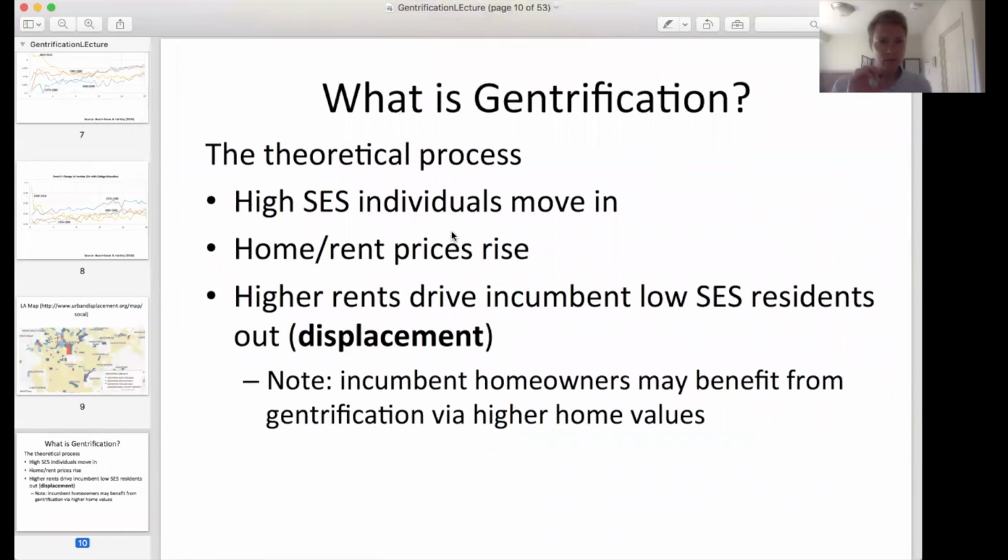All right. So to be specific, we have high socioeconomic status individuals or households moving into a neighborhood. Theoretically, this should increase the home and rental prices. So, your classic supply and demand. This is basically an income shock to the neighborhood, that now this neighborhood has more high-income individuals. That shifts the demand curve out for both housing and rentals. So if we have a standard supply and demand framework, prices should increase.